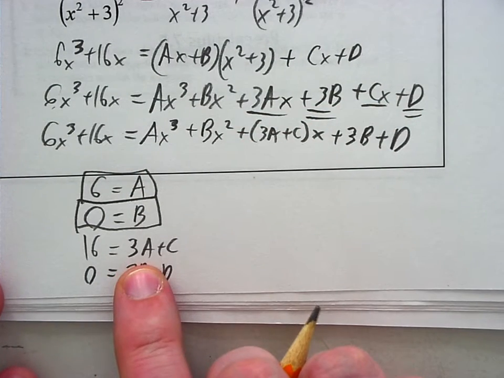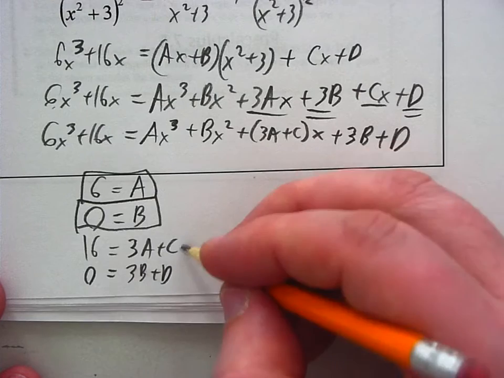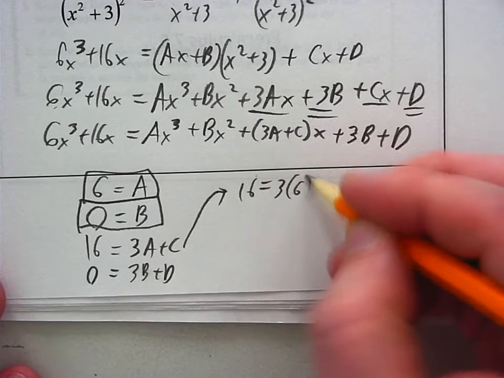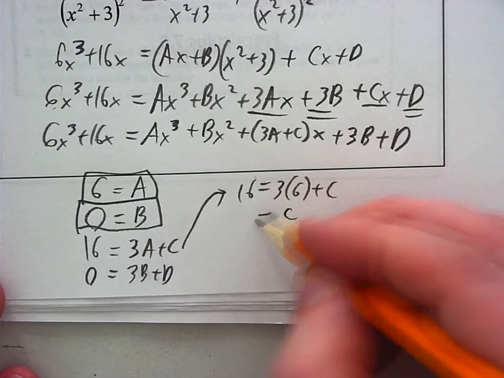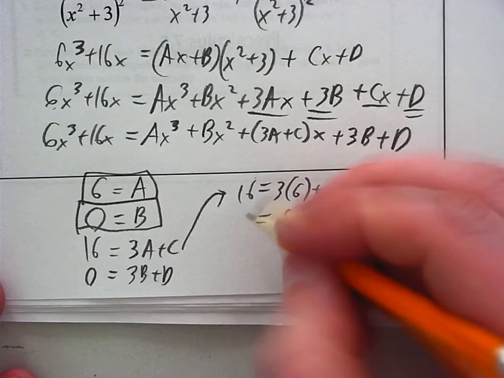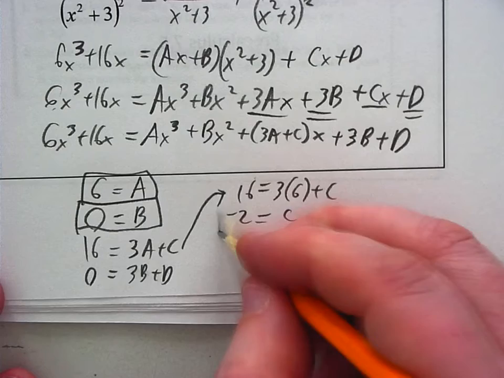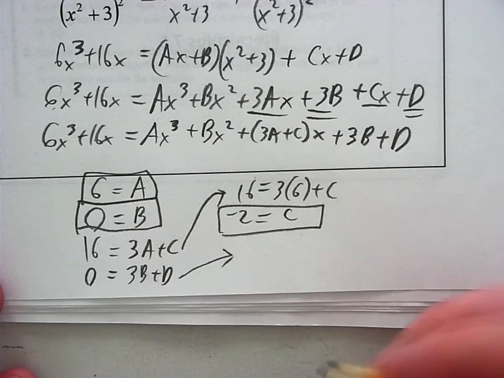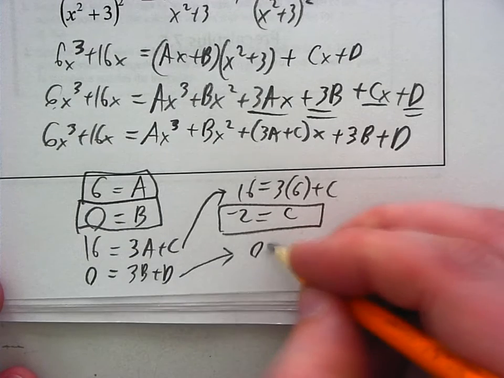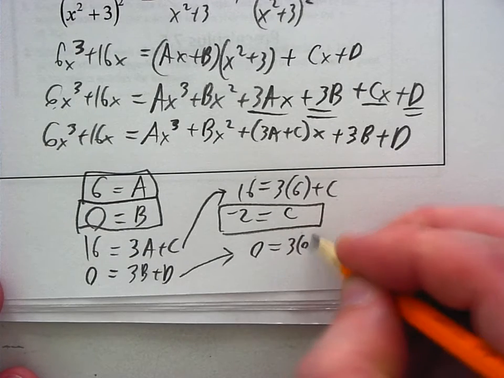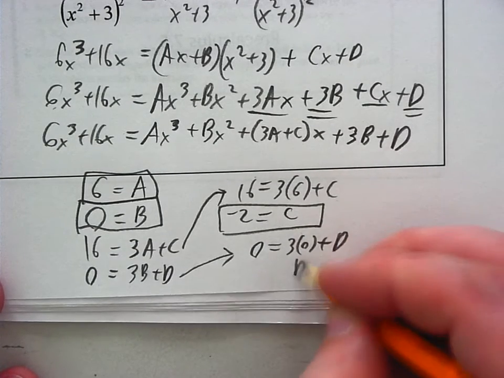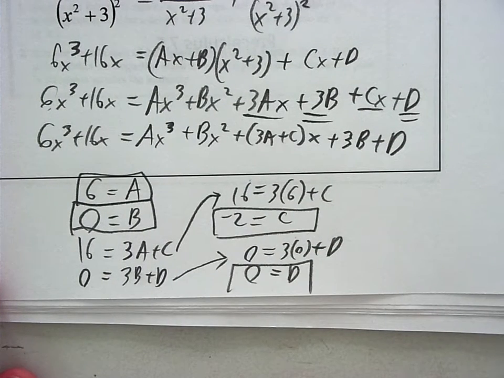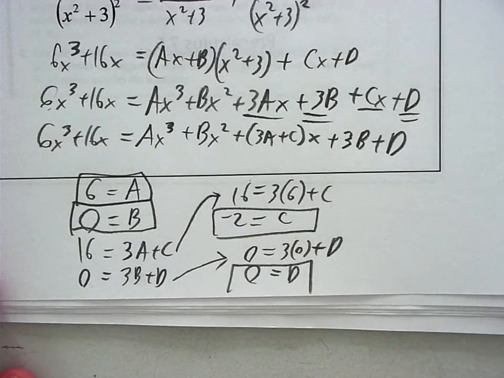What would I do here? Plug in 6. So I have 16 is equal to 3 times the 6 plus c. So c is equal to what? Negative 2. Subtract 18 from both sides. Here, what would I do? Plug in 0. So I have 0 is equal to 3 times 0 plus d. So d equals 0. Am I done? Nope.